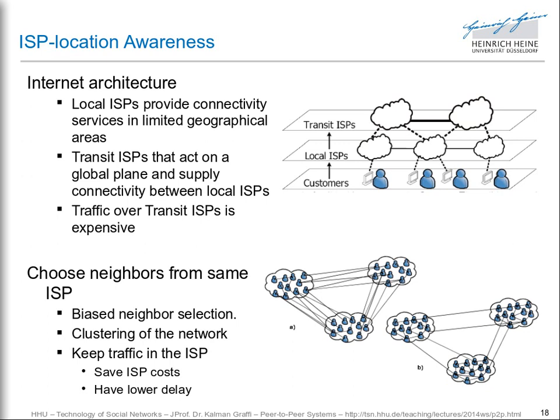But yes, the saved ISP costs point is not a profit for a peer. So it's only on the side of an ISP. So yes, a client peer does not care whether he is connected to a peer in Africa or in Germany. So this is why the ISP-location awareness does not work out.